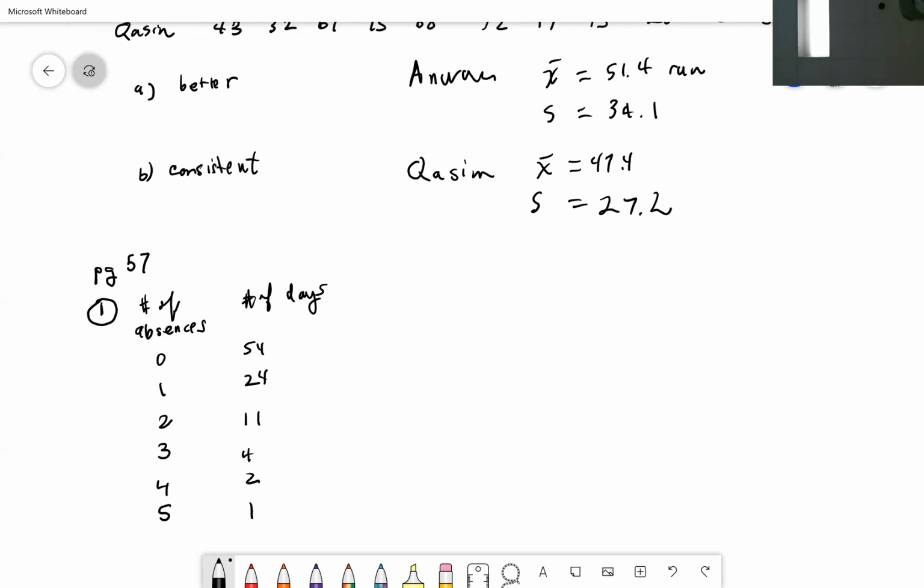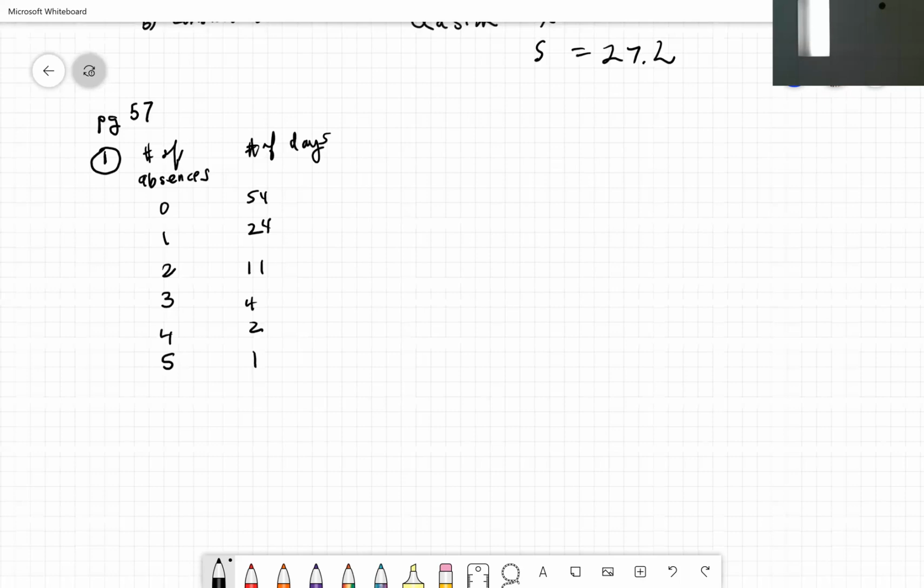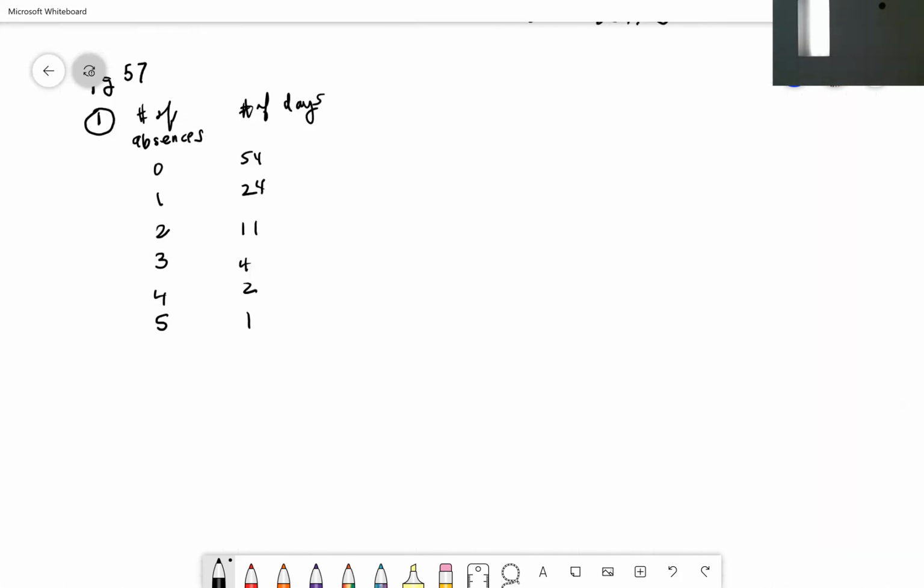Okay, so let me fix that. So that's what you got. And they want you to figure out two things: the mean and the standard deviation.